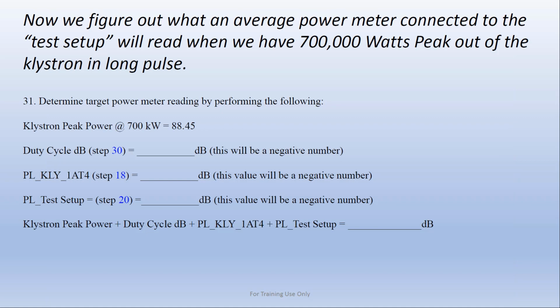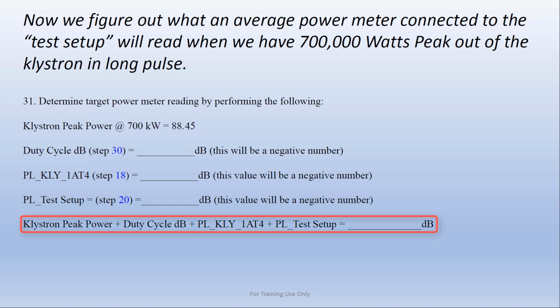Now we need to do the same thing we did in short pulse, we're going to do in long pulse. 700,000 watts is 88.45 dBm. We're going to add the duty cycle as a negative value, our loss to 1AT4 as a negative value, and our path loss of our test equipment as a negative value. The sum of these will give us the expected power at our four-way splitter when we are generating 700,000 watts peak power.